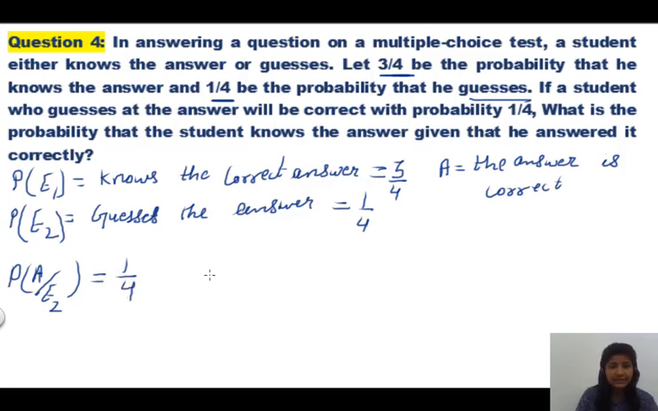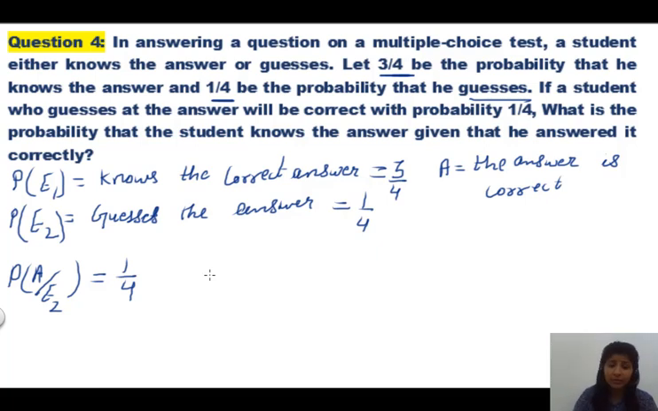Let me read the statement again for you: if a student who is guessing the answer will be correct, he guessed the answer and then on checking it was found correct. That means E2 has already happened. He has guessed the answer and then the checking has been done and the answer is found correct. The probability is 1 by 4.